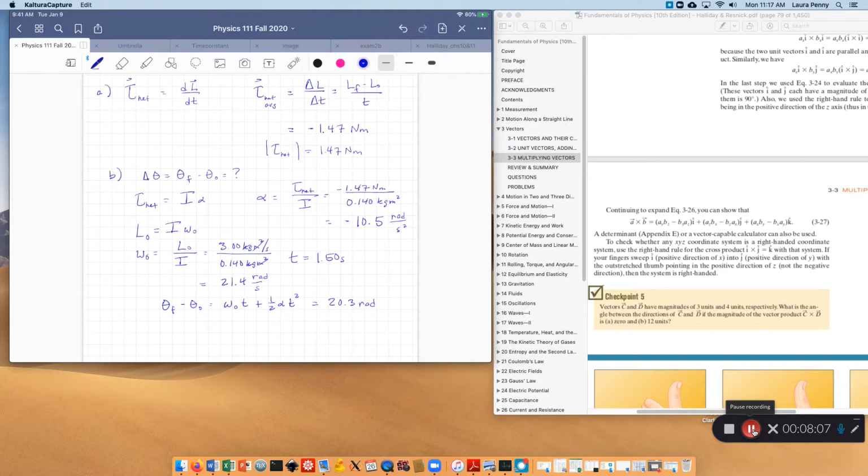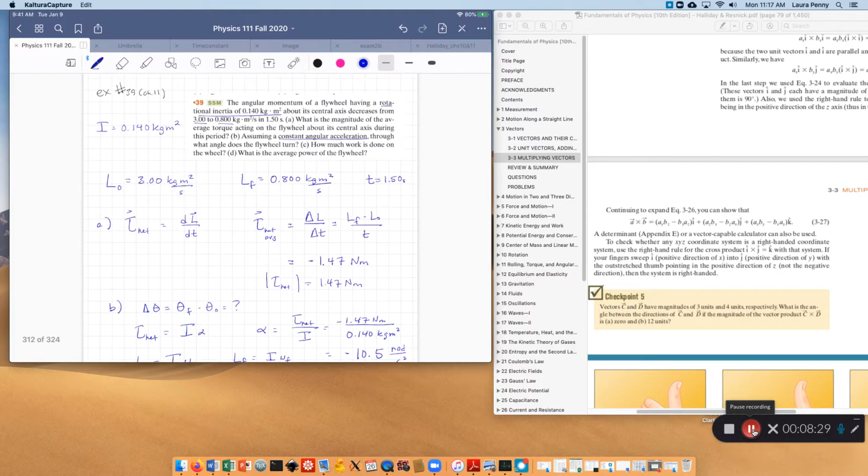I could have, by the way, used another equation. If I had taken L F and known that that was I omega F, I could have solved for omega F, and then I could have used some of the other equations as well to get delta theta. Either way, I'm going to get 20.3, so you should get that number no matter how you go about doing it. So that's part B.